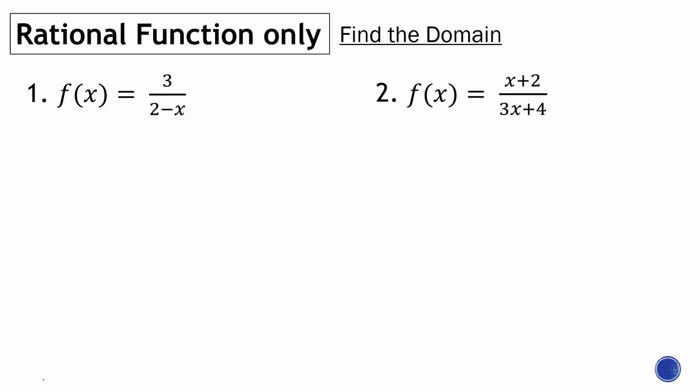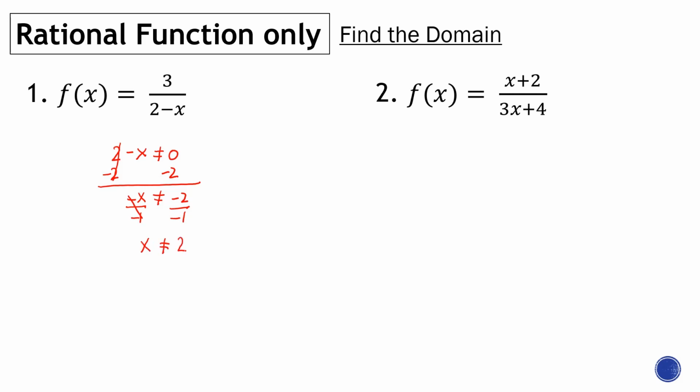To find that number, we just set the denominator not equal to 0. So 2 minus x cannot be equal to 0, and we solve for x just like solving an equation. We subtract 2 on both sides. This will be negative x cannot be equal to negative 2. And of course, we want to make that x positive, so x cannot be equal to positive 2.